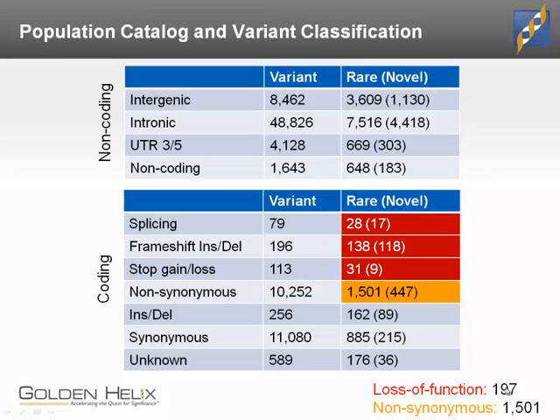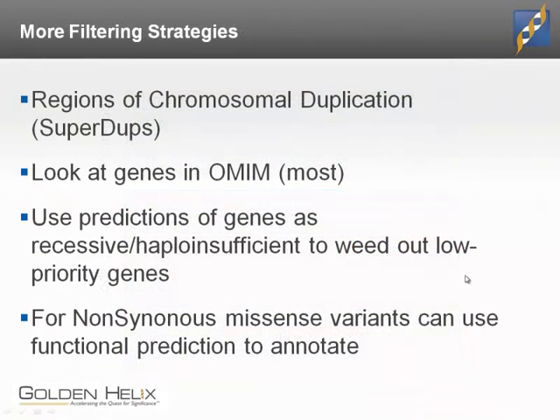Yet at the same time, there's a lot of them. There's still 200 of them. And then even more are all these missense mutations that are non-synonymous, 1,500 of them. In parentheses, I have the number that are completely novel, which are not in dbSNP, etc. So there's still quite a few number of variants to plow through here, and I need some more filtering strategies to break that down.